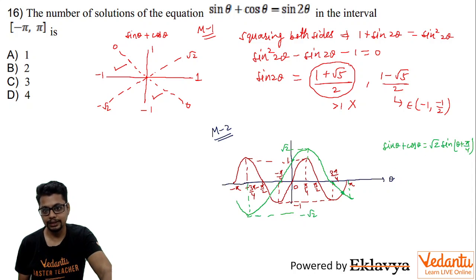So clearly there are two intersection points, and hence this equation has two solutions. So B is the answer. We have seen two methods. I hope you are able to understand and appreciate.